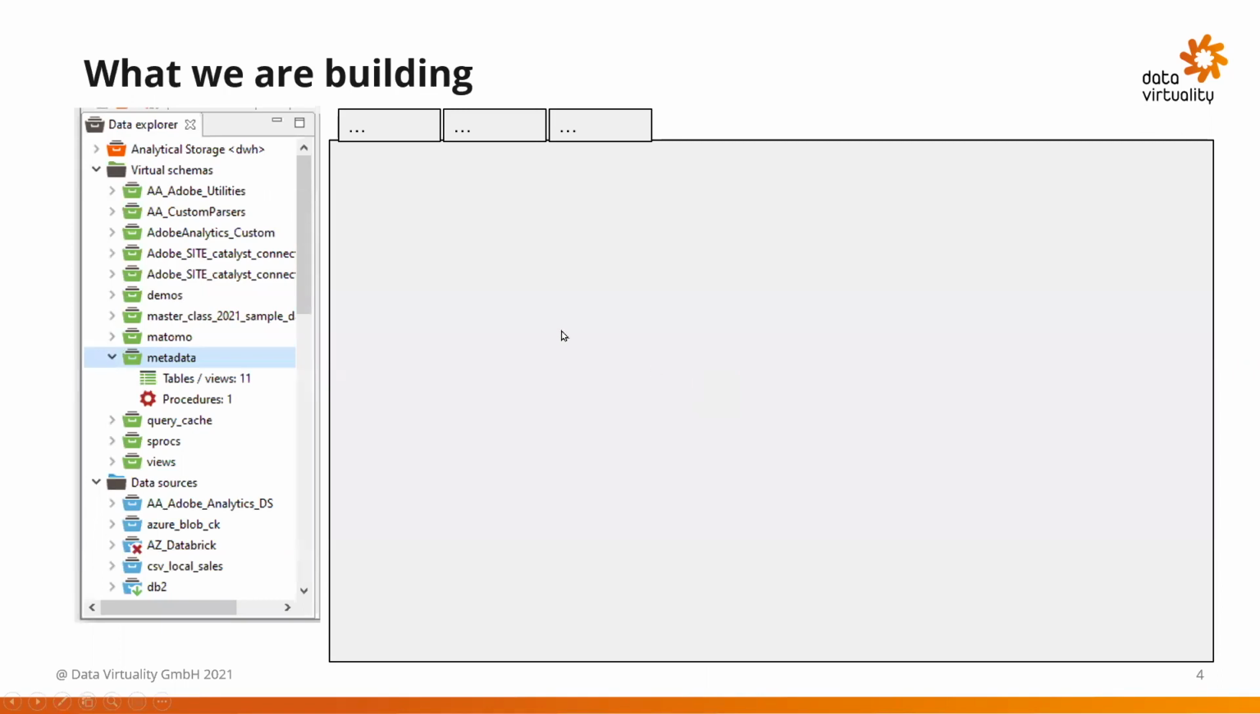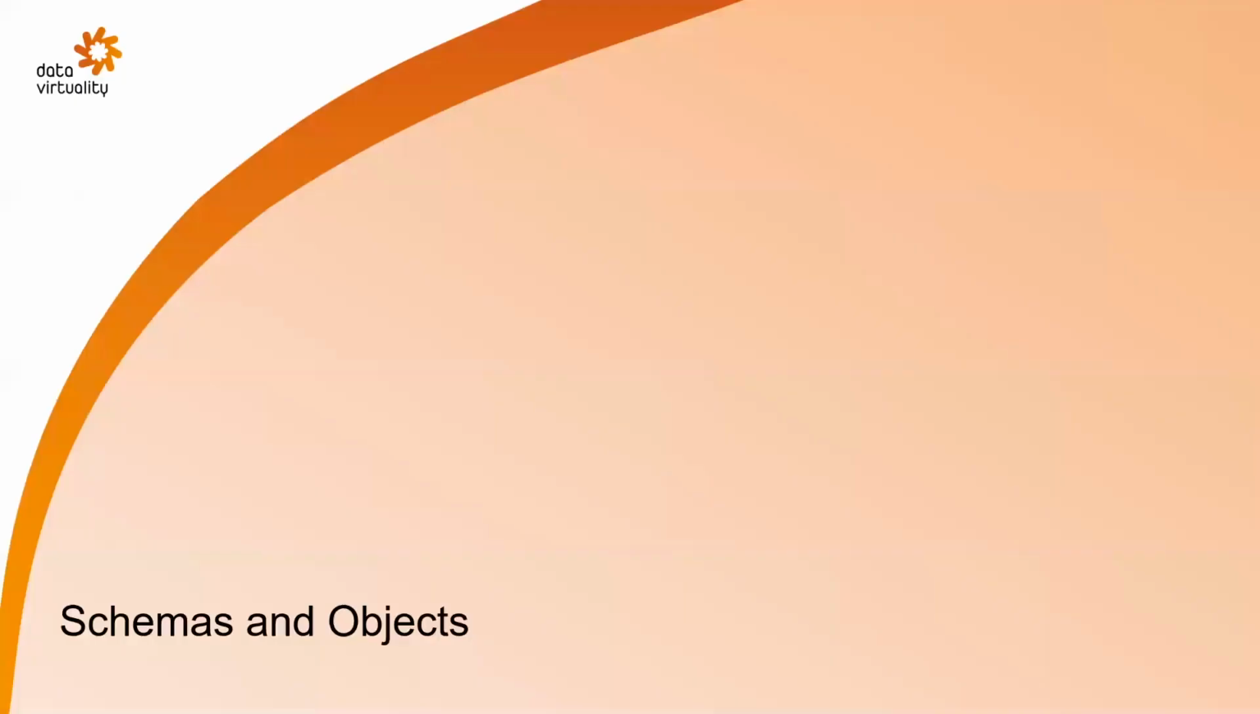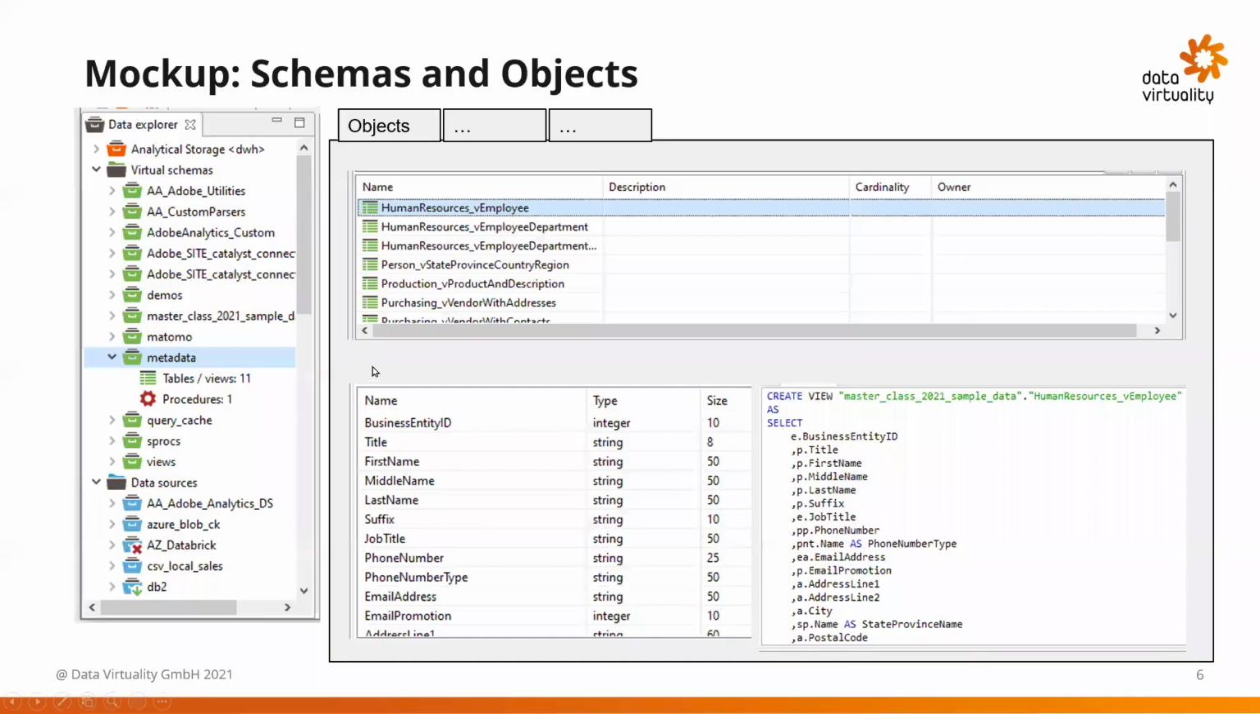So we're building a mockup. We want it to look similar to Data Virtuality Studio. We want to be able to list the hierarchies and the data sources. And we're going to have a tabbed area here, and each tab is going to have different content. So this is what we're going to be building. So let's begin by looking at schemas and objects and what this mockup would look like.